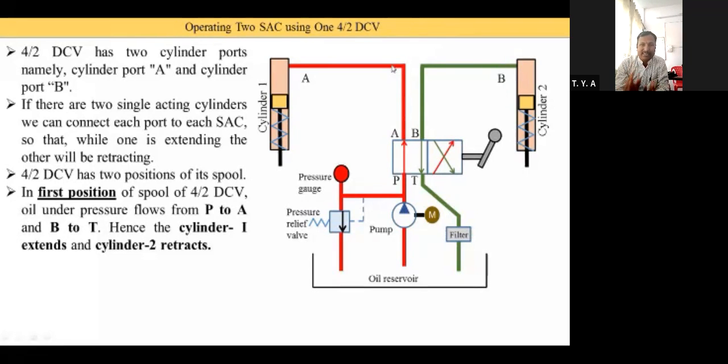Are you able to realize or visualize the circuit diagram? Okay, how it operates that single acting cylinder or double acting cylinder with the help of this directional controller. Okay, what is the pressure relief valve for? What is its role or function or its purpose? Are you getting it or not?